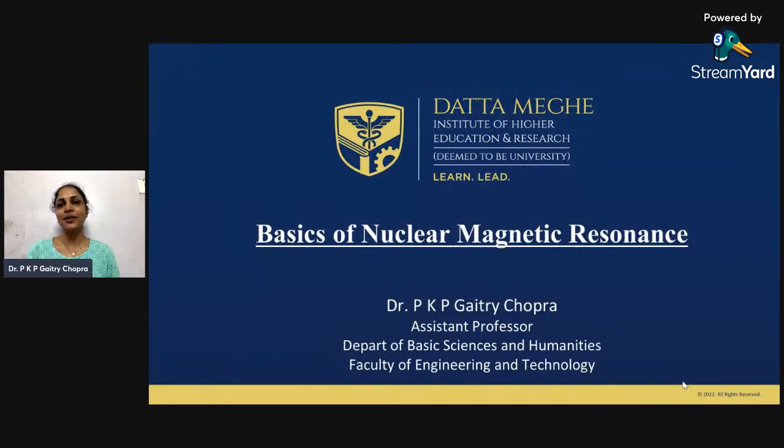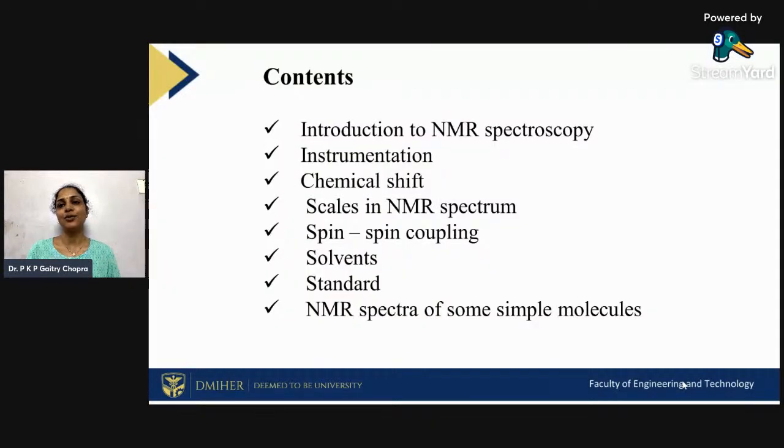So before we start, ma'am, please next slide. We'll see what are the contents that we are going to see today in this presentation. The contents go in this fashion: a small introduction on NMR spectroscopy, its instrumentation and chemical shift, scales used for the NMR spectrum, spin-spin couplings, solvents used in NMR spectroscopy, the standard used in NMR spectroscopy, and the NMR spectra of a few simple molecules that you must have heard of, like ethanol and all. These will be the examples taken in the last content of this presentation. Next.